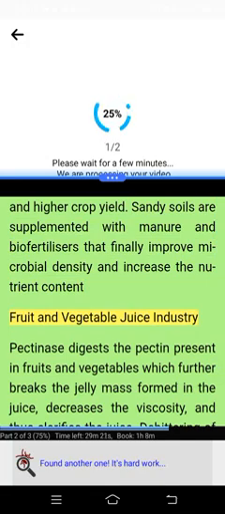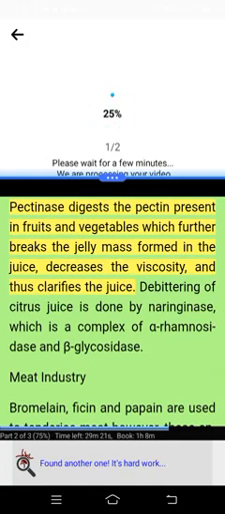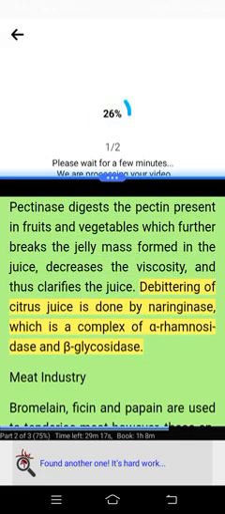Fruit and vegetable juice industry. Pectinase digests the pectin present in fruits and vegetables, which further breaks the jelly mass formed in the juice, decreases the viscosity, and thus clarifies the juice. The debittering of citrus juice is done by naringinase, which is a complex of alpha-rhamnosidase and beta-glucosidase.